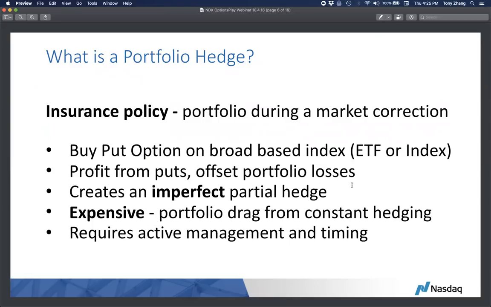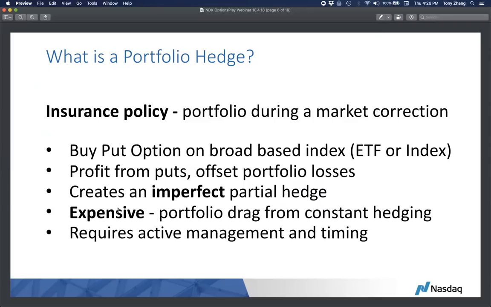Now, it's really important to understand that when you buy a put option on a broad-based index to offset the losses in your portfolio, this creates what we consider an imperfect partial hedge, meaning it's not dollar for dollar, it's not a perfect hedge, but it does protect you to some degree against the losses in your underlying portfolio.